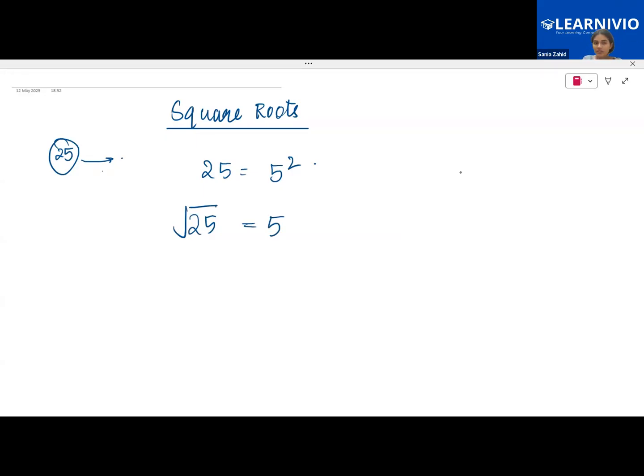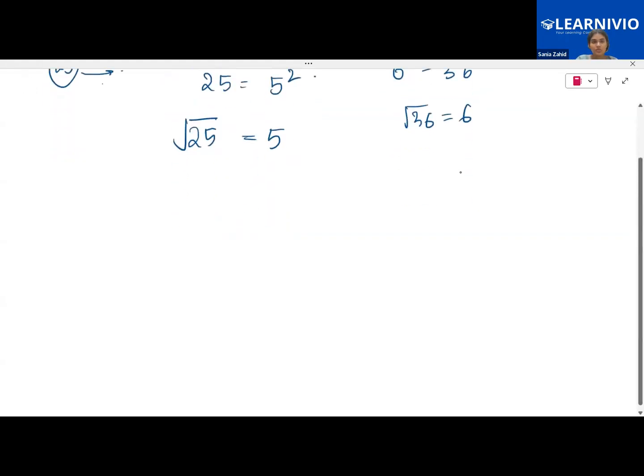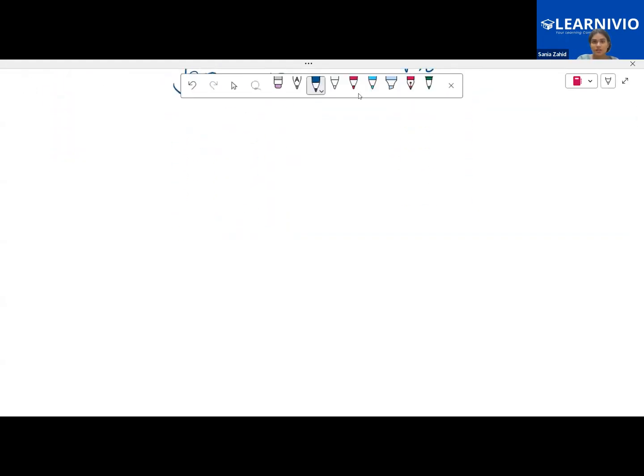Then let's suppose I have 36. So I know 6 square is equal to 36. That means under root of 36 will be equal to 6. Okay, that means what is the square root of 36? It is 6. And what is the square of 6? It is 36. So this is how you will proceed with such type of questions.